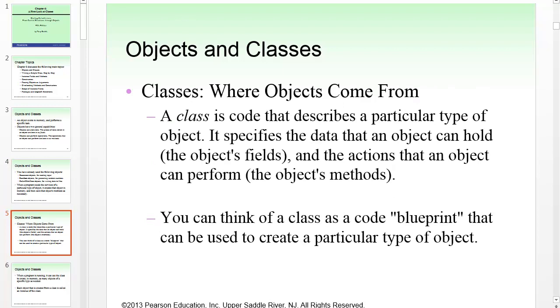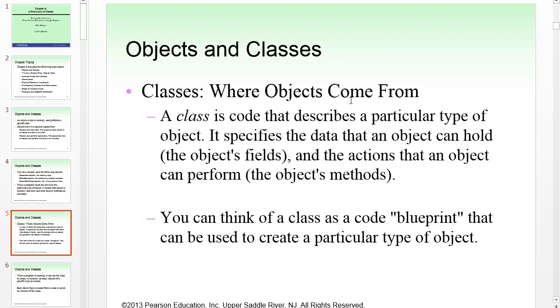So what's a class? A lot of people use the terms class and object interchangeably, but they are technically not the same thing. Classes are where objects come from. A class is code that describes a particular type of object. It specifies the data that an object can hold, which, again, is called the object's fields. It also describes the operations or actions that an object can perform. That's obviously the object's methods, so fields and methods.